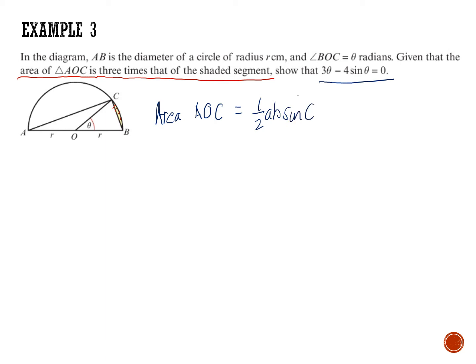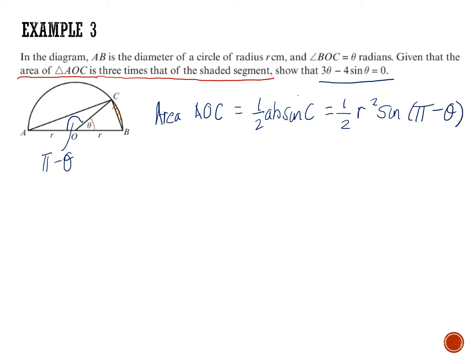Okay, well, let's have a look at that then. The angle that we have within the triangle is there, and that is going to be pi minus theta, because it's on a straight line with theta. The whole straight line is 180 degrees or pi, so that is going to be equal to a half. A and B are both r, so r squared, and then sine pi minus theta.